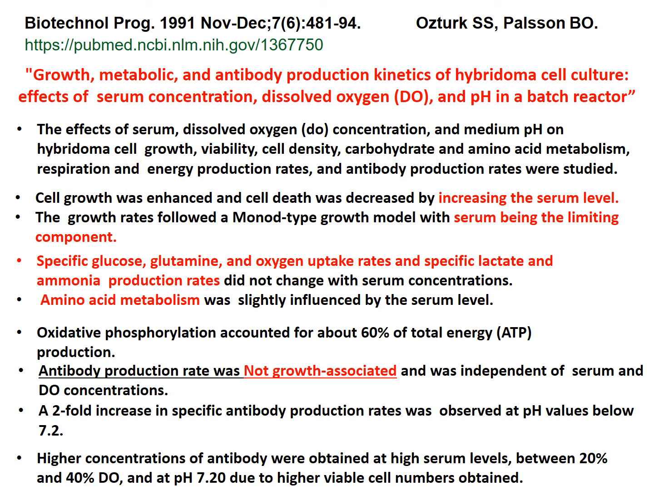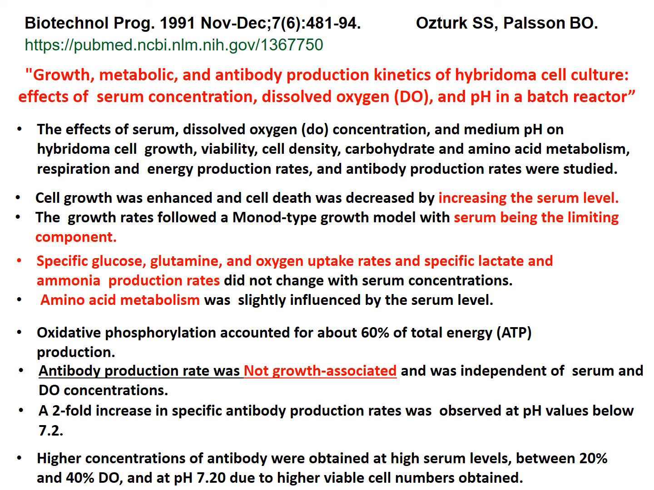Okay, so there is this paper entitled Growth, Metabolic and Antibody Production Kinetics of Hybridoma Cell Culture. It elaborates the effect of serum concentration, which is the substrate, and the control of the dissolved oxygen and the control of pH in the batch reactor to maximize the production of antibody, monoclonal antibody. So there are some notes here, I believe you can read. This is to tell you how to adjust.